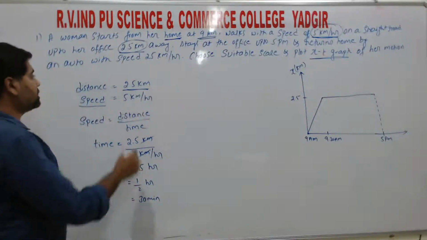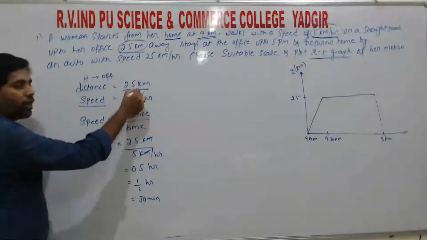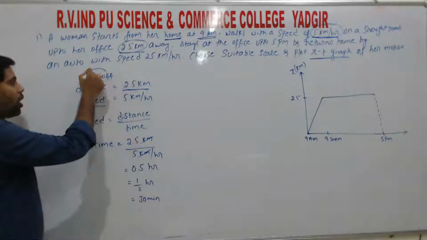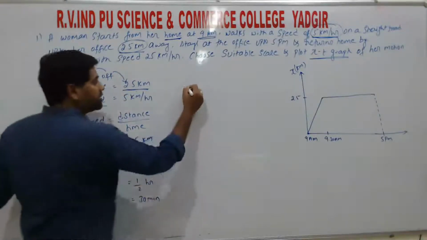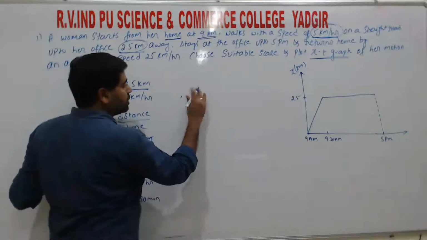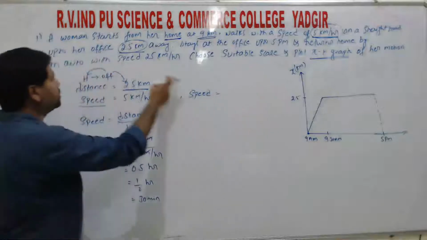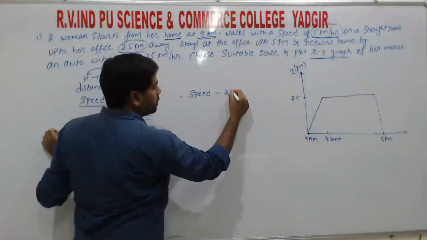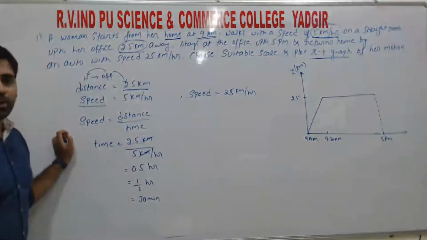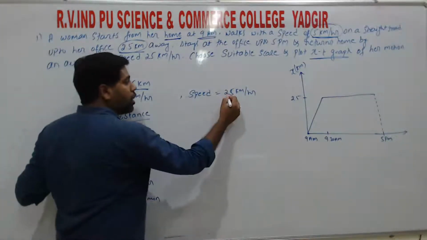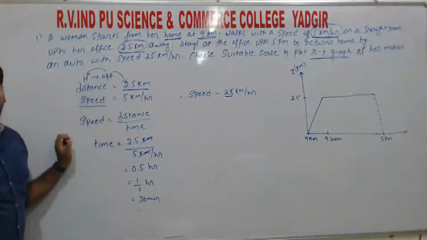Next, she returns home by an auto with a speed of 25 km per hour. That means the distance from her home to office is 2.5 kilometers, and the same from office to home. Again the distance is the same, but the speed changes. So in the second case, the speed of the auto is given as 25 kilometers per hour to reach her home, right? Now we need to find how much time is taken to reach her home from the office.